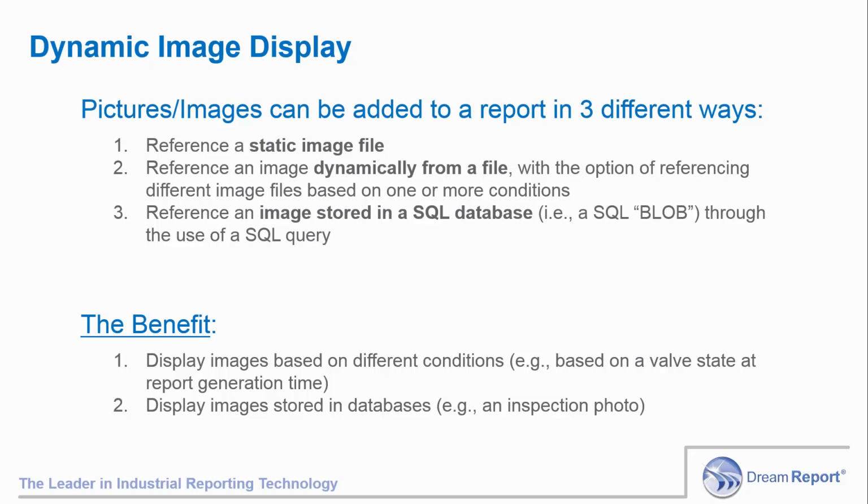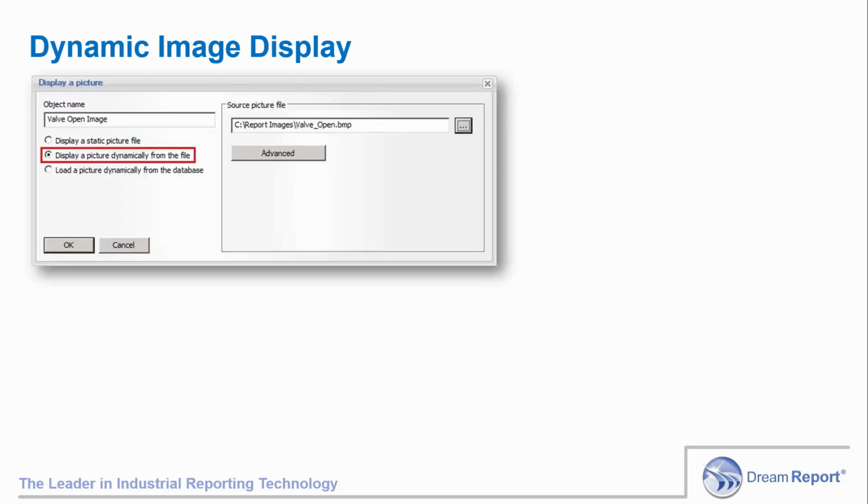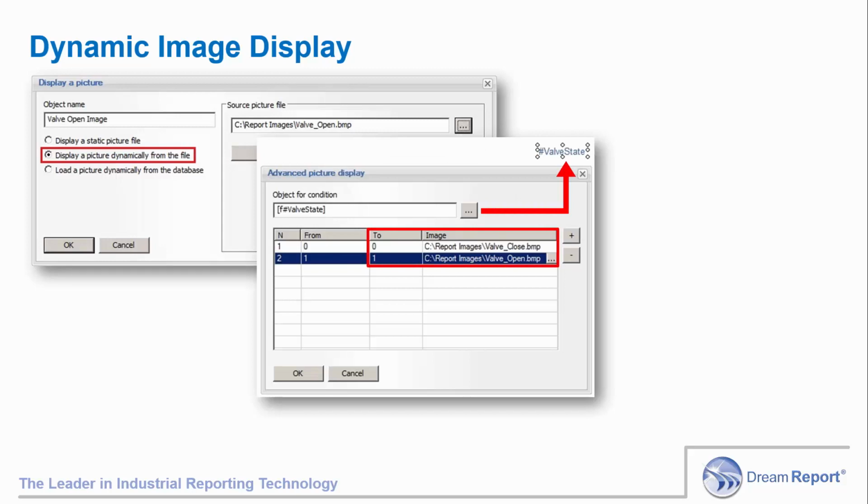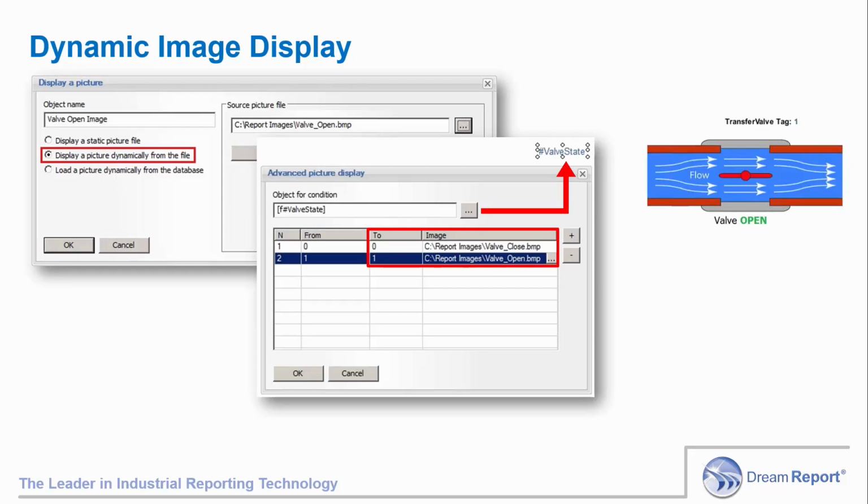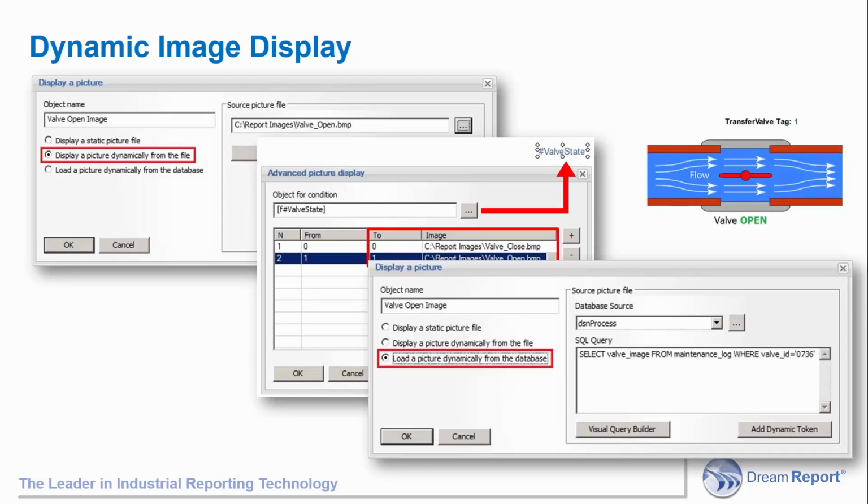For instance, if the value state is a 0, show a valve closed image, and if a 1, show a valve open. The third way to include an image in a report is to reference an image stored in a SQL database, that is, a SQL blob object, through the use of a SQL query. Here we see the dynamic image display option in Dream Report Studio, and how images can be conditionally displayed. And finally, we see an image object being selected out of a SQL table.